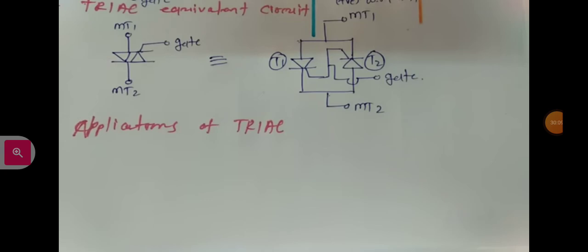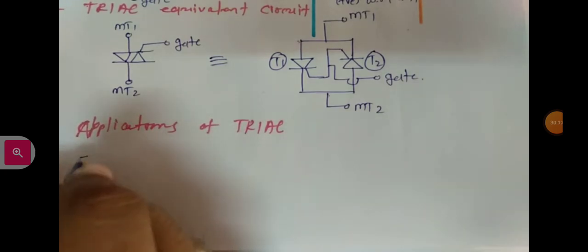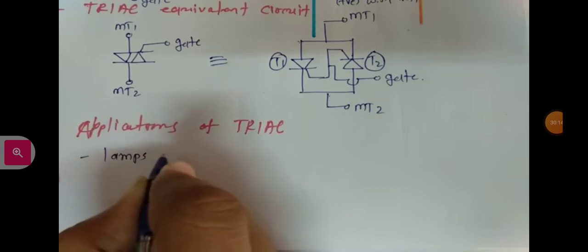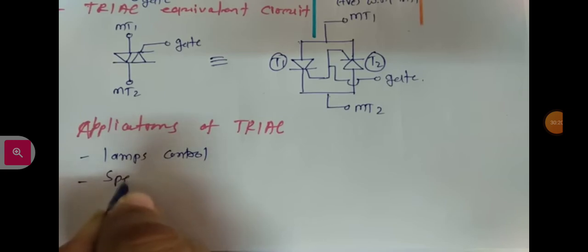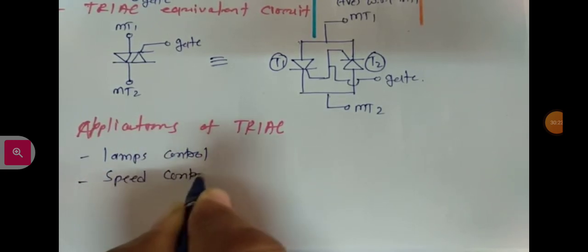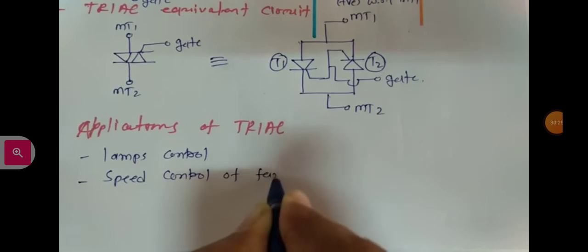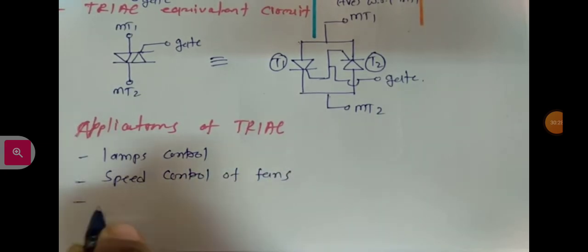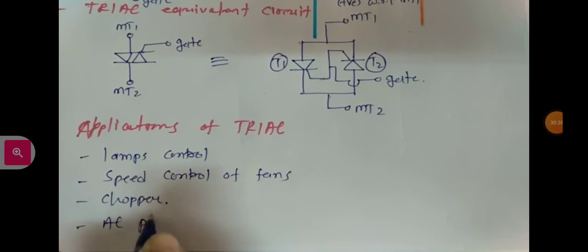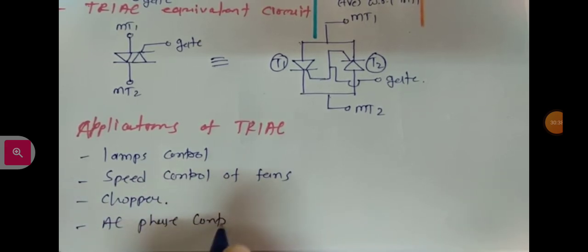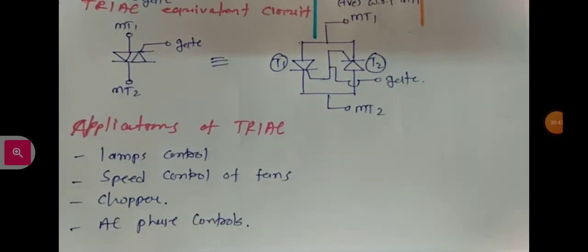There are many applications regarding triac. Let us discuss a few. It could be utilized in lamp control. We use it in speed control of fans. It could be utilized in choppers and in AC phase control. So that many applications are there regarding triac.